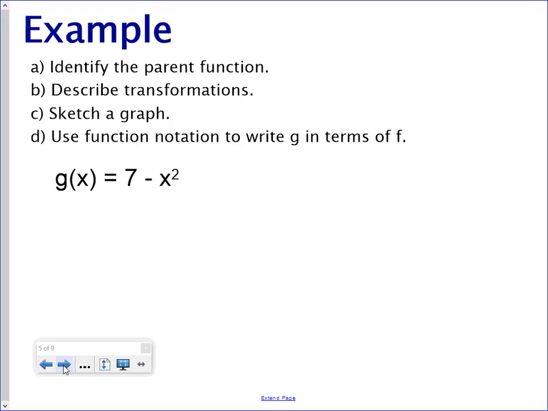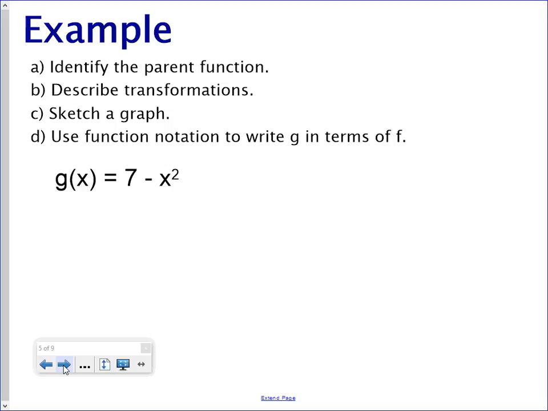Here's a couple of quick examples of what you're going to be asked to do on the assignment that you're going to work on here shortly. If I give you a function, so here I'm giving you g of x equals 7 minus x squared, I want you to do 4 things. A, describe the parent function. B, describe transformations. C, sketch the graph. And D, use function notation to write g in terms of f.